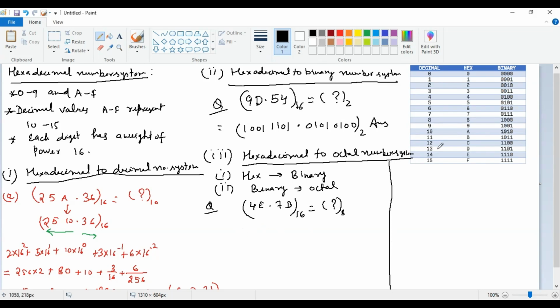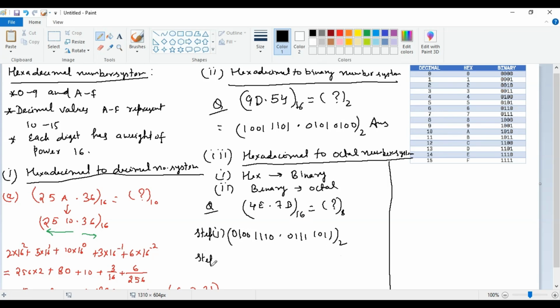So what will be the binary equivalent of 4? 0100. What will be the binary equivalent of E? This is step one. The binary equivalent of E in the table is 1110. Next is 7. 7 means 0111, and B is 1011. So step 1 has been finished. We have converted this hexadecimal number into binary.